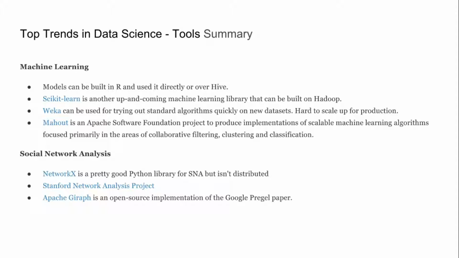For social network analysis, there are 3 tools that we're going to look at. NetworkX, which has a good Python library for social network analysis. Stanford Network Analysis Distributed Project, and Apache Giraph, open source implementation of Google Pregel paper.